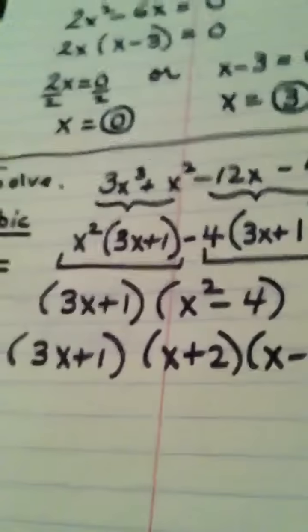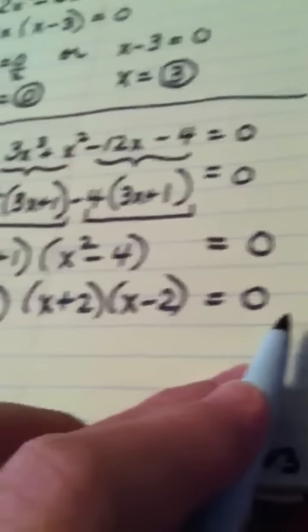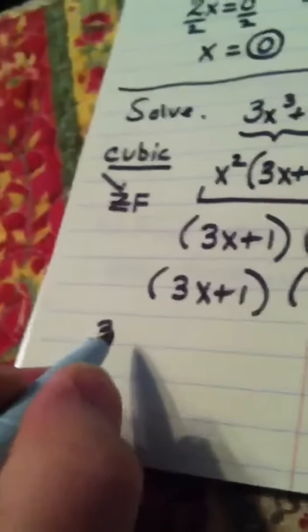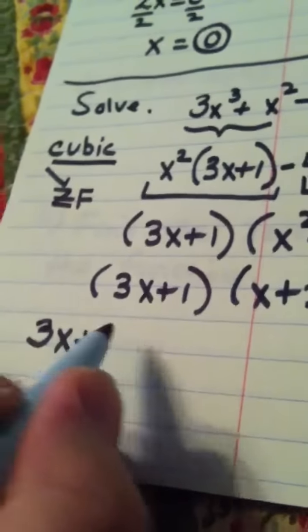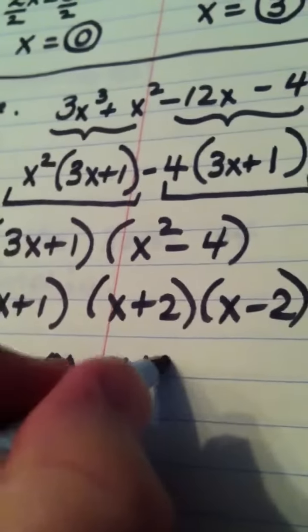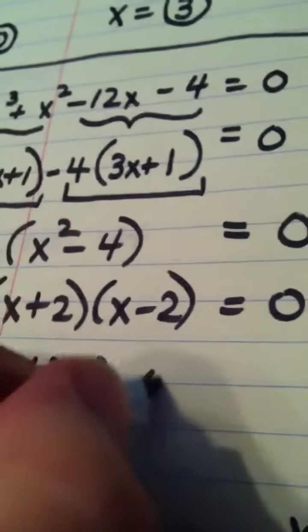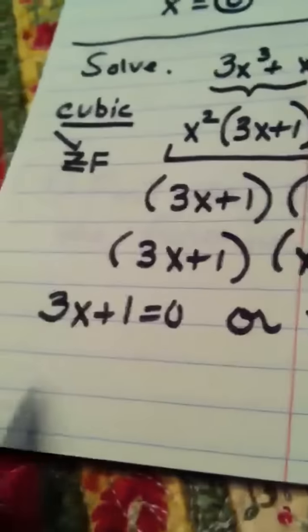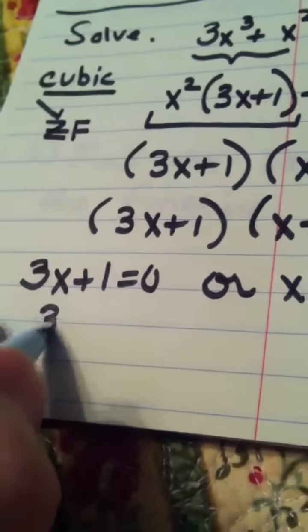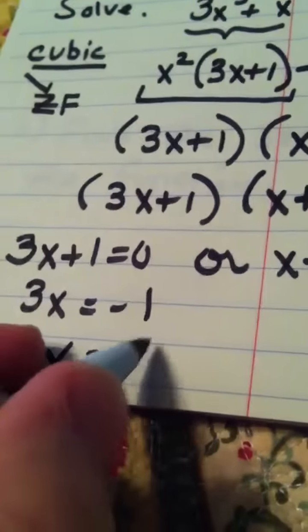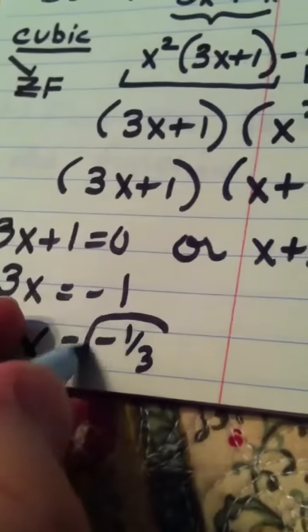Okay? 3 factors multiplied together to give me 0, so this time when I set up my cases, there's 3 of them. 3x plus 1 is 0, or x plus 2 is 0, or x minus 2 is 0. In this first case, I subtract 1. 3x is negative 1, and I divide by 3.